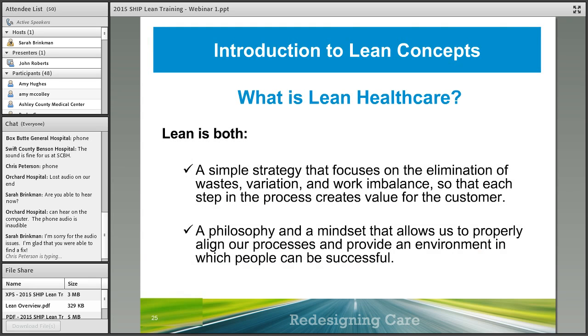So when we look at lean, what is lean healthcare? How do we define it? What does it look like? I guess my main point here is to get you to start to think that lean is not only a set of tools that we'll talk about over the next couple of webinars. It's not only a set of tools that we can use to improve process, to reduce variation, and to focus on what's important to the customer, but it also is a philosophy and a mindset.